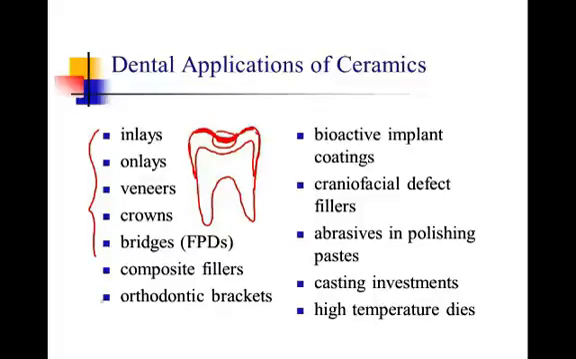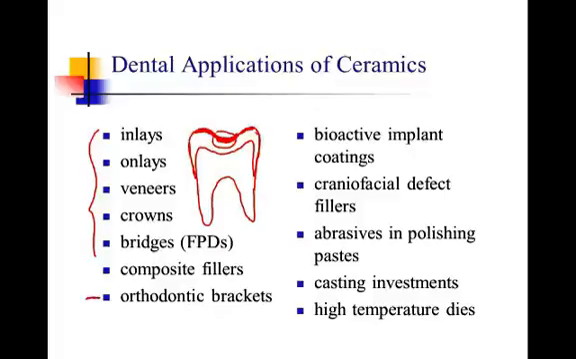We have orthodontic brackets. Typically, those are metal. When the patient would like them to be tooth-colored or transparent, aesthetic brackets can be made out of polymers or out of ceramics, and those have been shifting over the past decade more and more to be made out of ceramics.